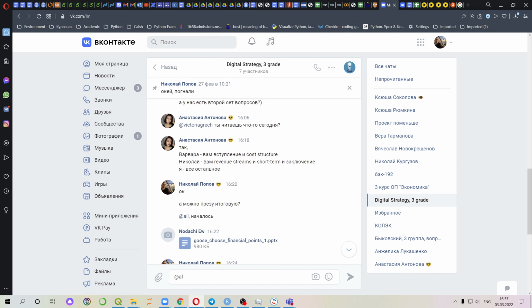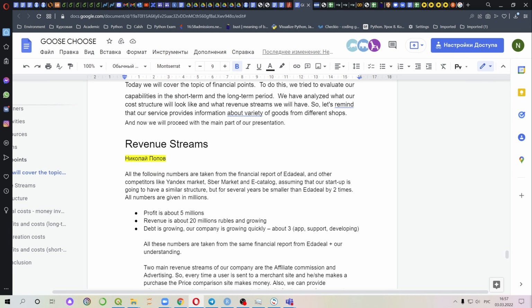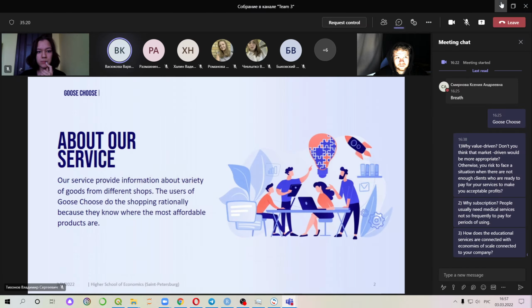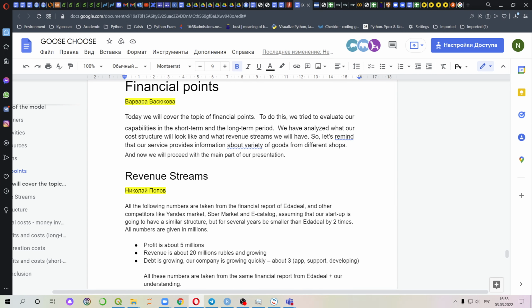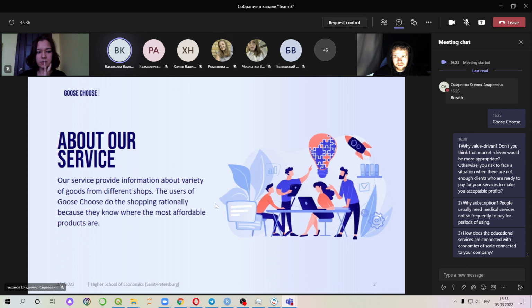So today we will cover the topic of financial points. To do this, we try to evaluate our capabilities in the short-term and the long-term periods. We've analyzed what our cost structure will look like and what revenue streams we will have. Let's remind that our service provides information about a variety of goods from different shops. And now we will proceed with the main part of our presentation.